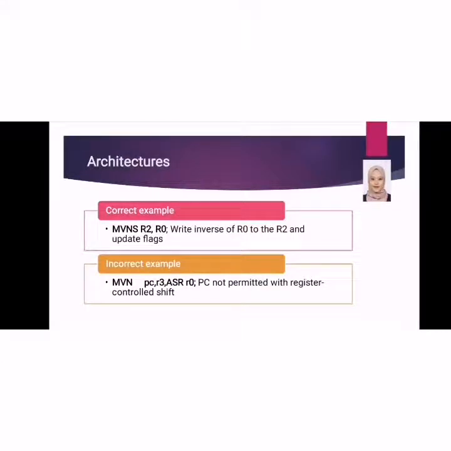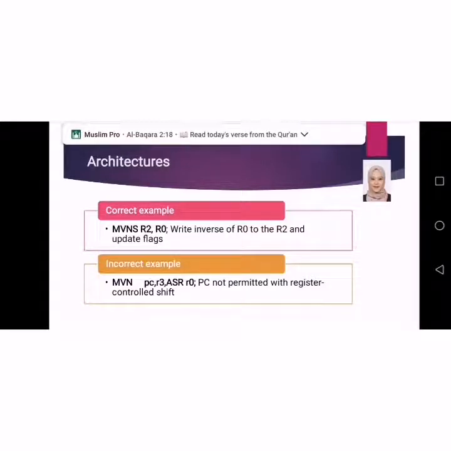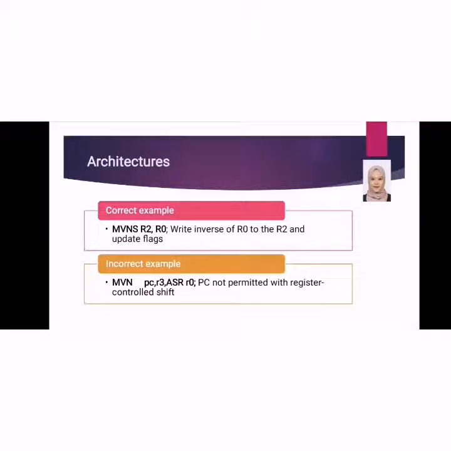Last but not least, the examples. The correct example is MVNS R2, R0, which is in the previous slide. We can see how to write the correct instruction. MVNS is correct, R2 is RD and R0 is RM. It writes the inverse of R0 to R2 and updates flags. The incorrect example: MVN PC, R3, ASR R0. The PC is not permitted with register-controlled shift.